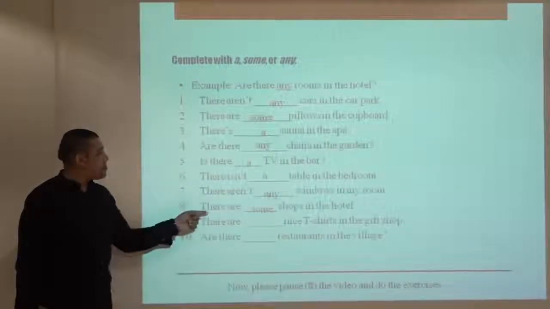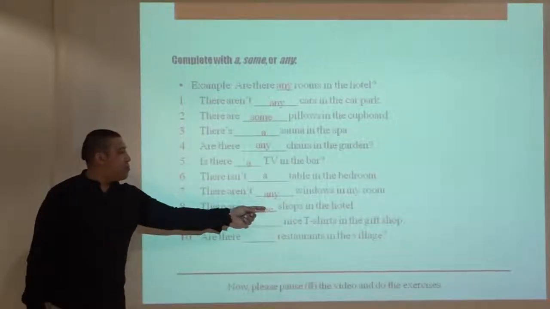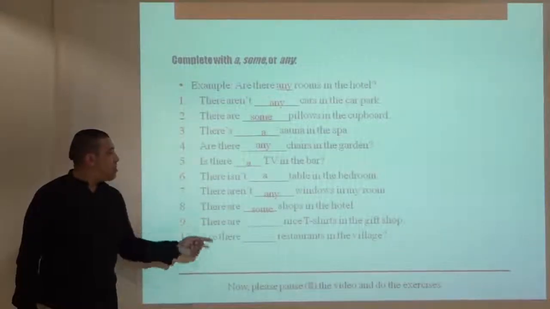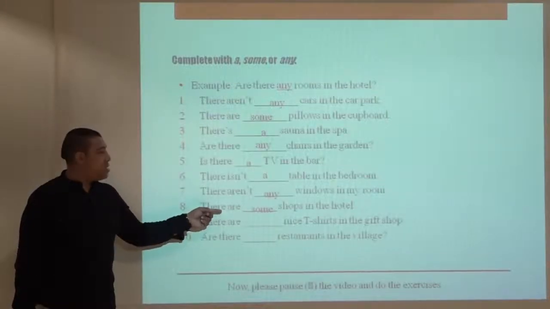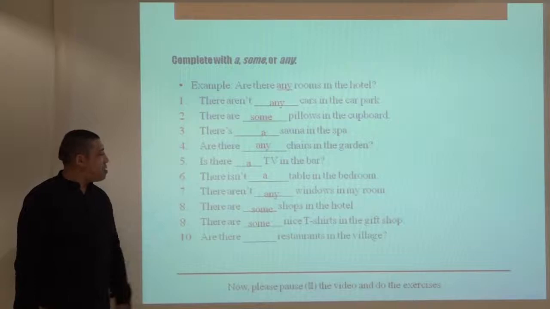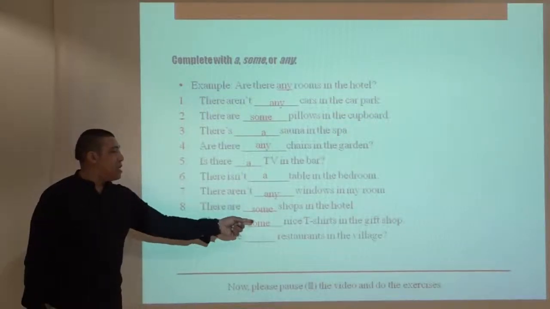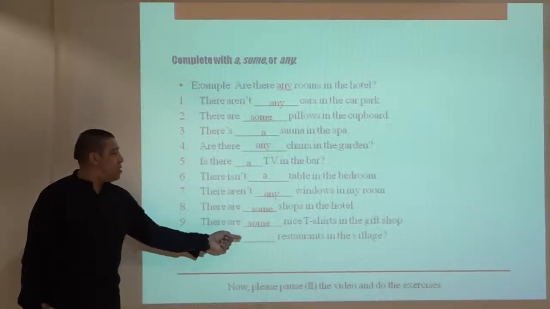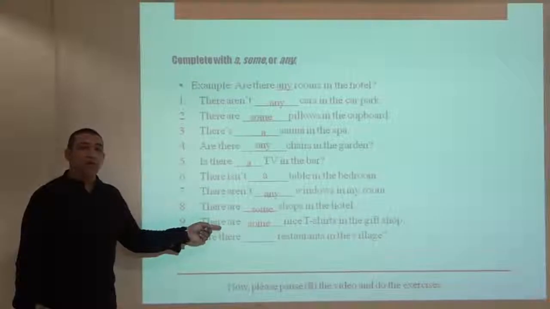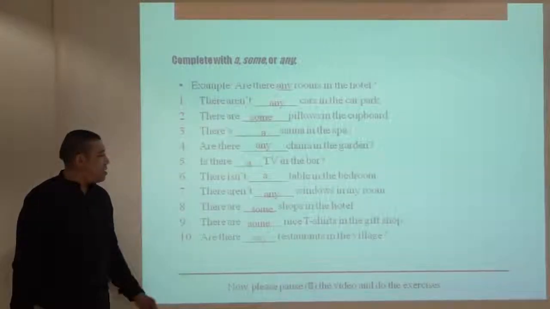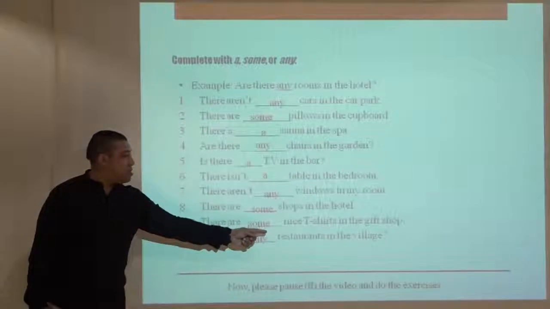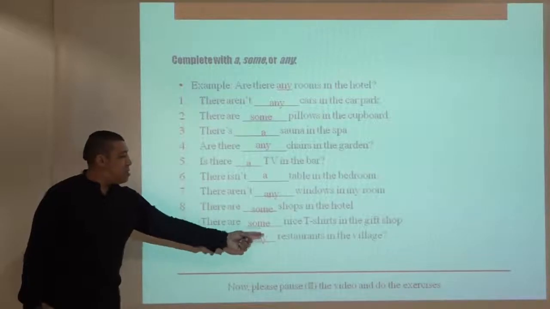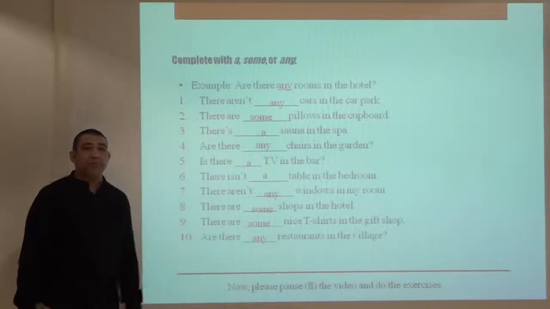Question 8. There are some shops in the hotel. We use some here because it's a plural sentence. Question 9. There are some nice T-shirts in the gift shop. Again, we use some here because the sentence is in plural form. And the last one, are there any restaurants in the village? We use any here because it's a question form.